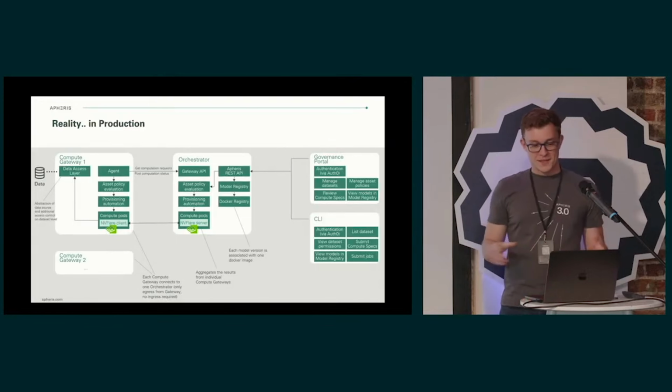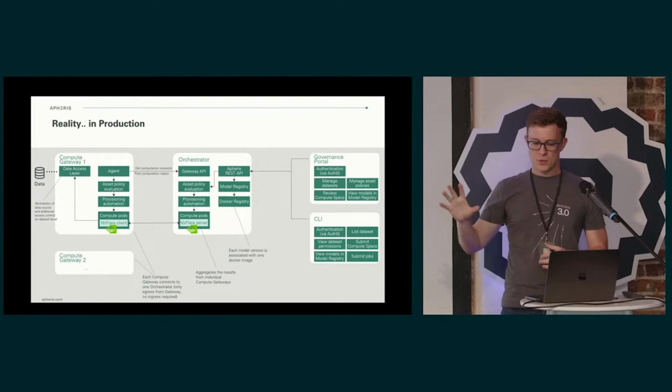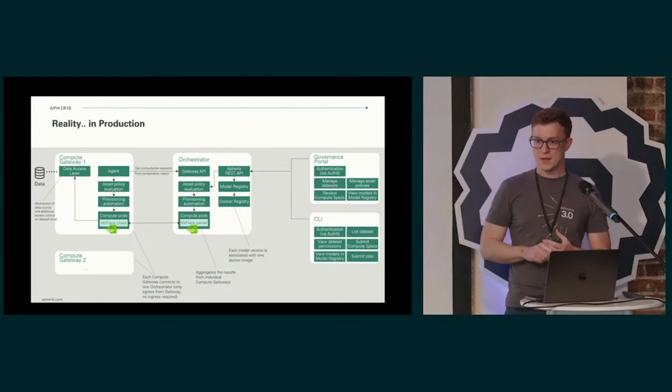I just wanted to show for us, this is kind of our reality, especially on the infrastructure and orchestration side. It gets a little bit more complex. This is meant to more mimic some of the components that we have and we're maintaining to deal with this user interaction side. On the right is this governance portal and CLI components we have.